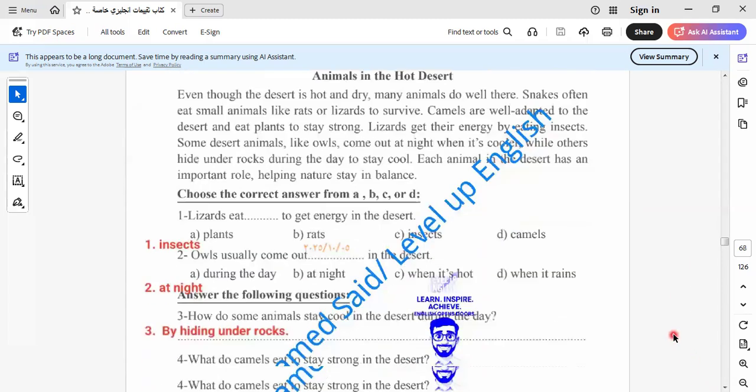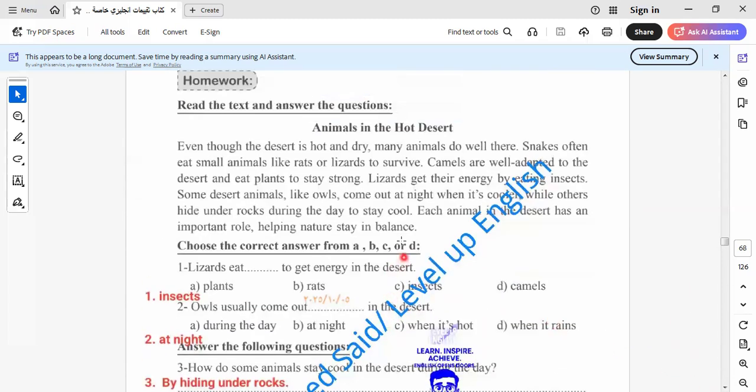Let's go to another one here. I answer this comprehension text. Animals in the hot desert. Even though the desert is hot and dry, many animals do well there. Snakes often eat small fish like rays or lizards to survive. Camels are well adapted.